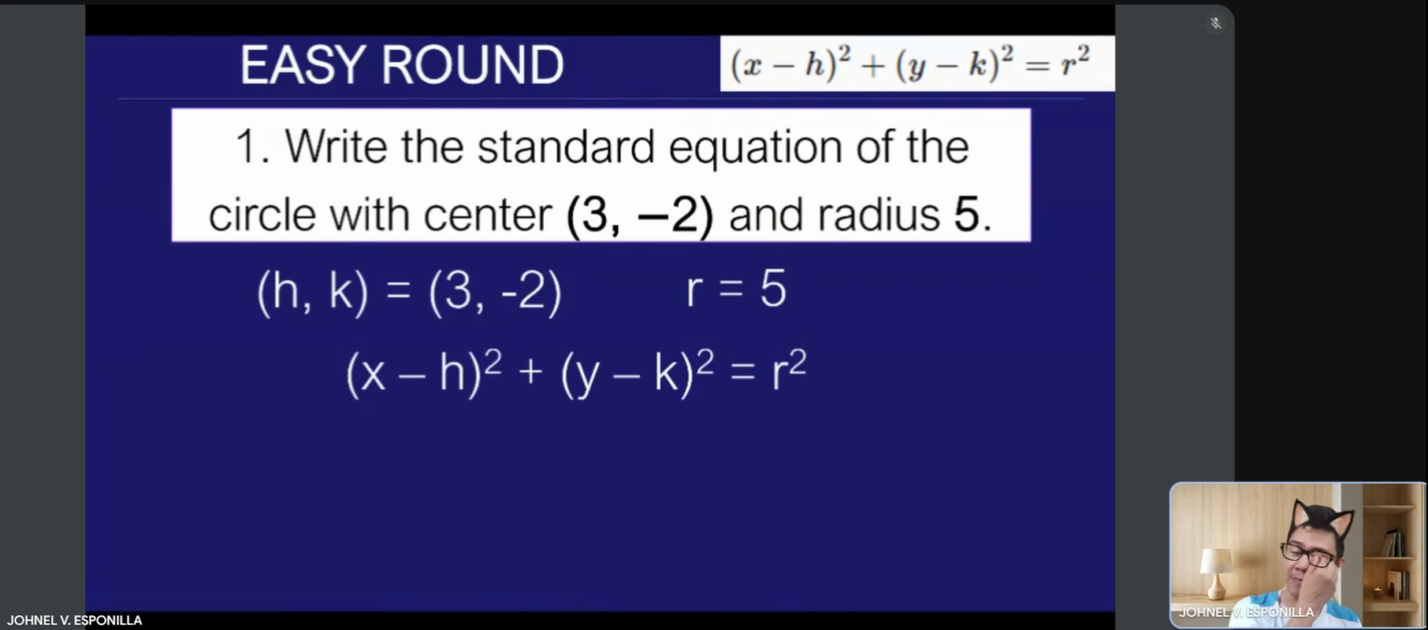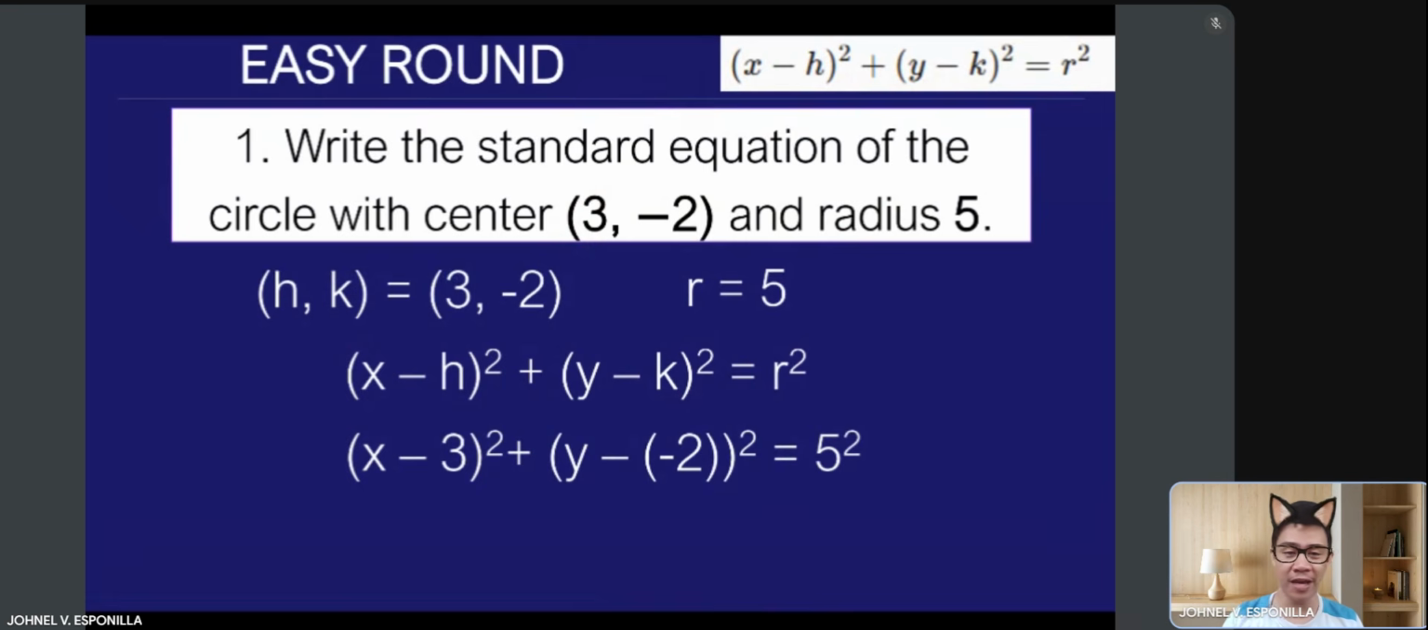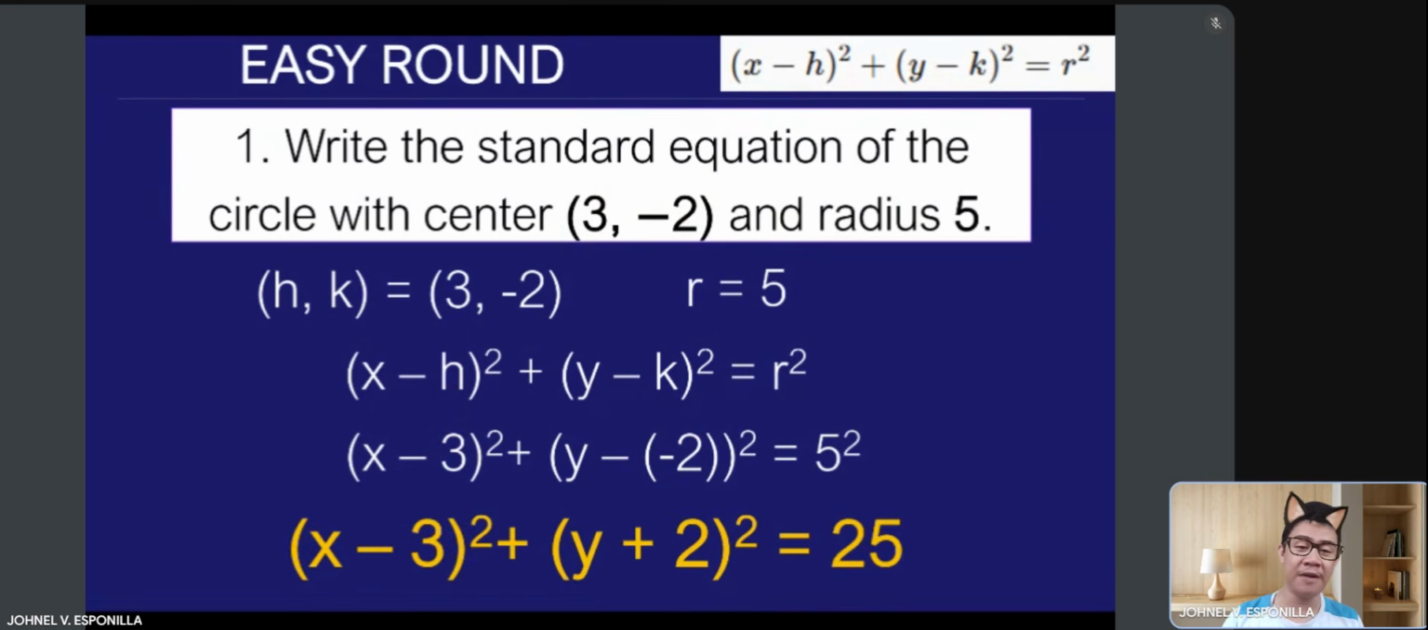So, ito yung mga given natin. So sa center po natin, it is represented by H and K. So dito, yung H po natin ay 3 at yung K po natin is equal to negative 2 and our radius is equal to 5. And using the formula, substitution lang po tayo. So again, H is equal to 3, K is equal to negative 2, at yung R po, papalitan natin ng 5. Then simplify natin to, double negative is equal to positive, then 5 squared is equal to 25. And this is now the standard equation of the circle with center 3, negative 2, and radius of 5.